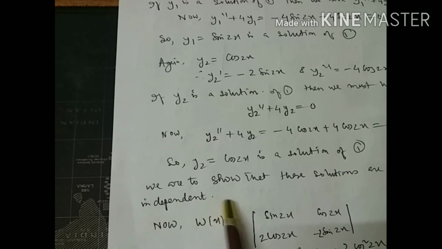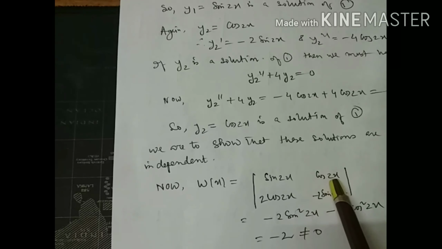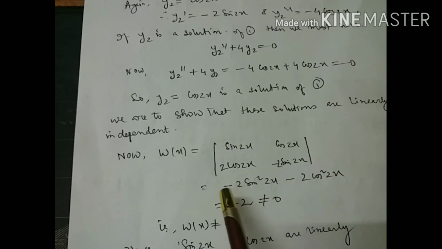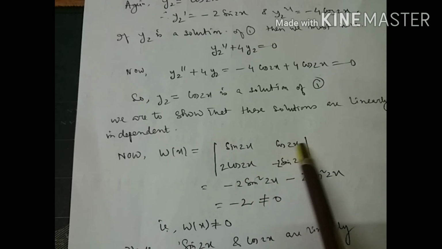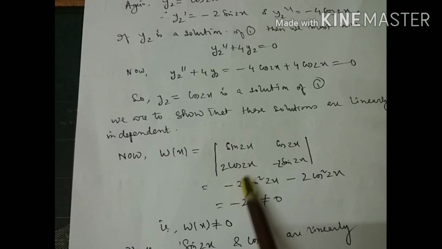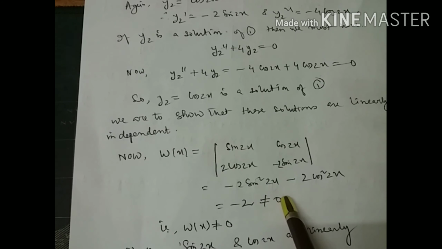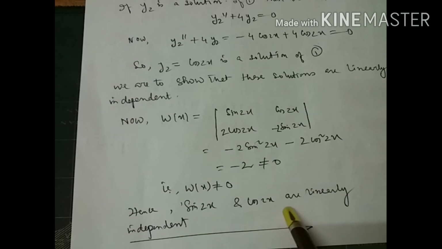For this we have to show that the solutions are linearly independent using the Wronskian of x. That is the Wronskian. The first function is sin 2x, the second function is cos 2x, right? And in the next row, the differentiation of sin 2x is 2 cos 2x, and of cos 2x is minus 2 sin 2x. So after expanding, this is minus 2, which is not equal to 0. That means the Wronskian of x is not equal to 0. That means these two functions are linearly independent.